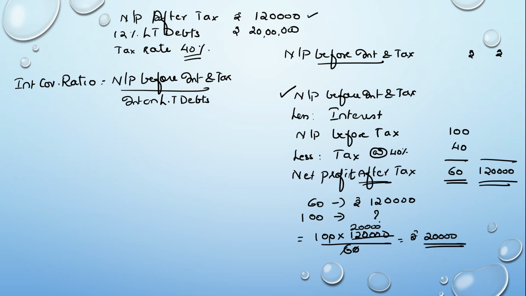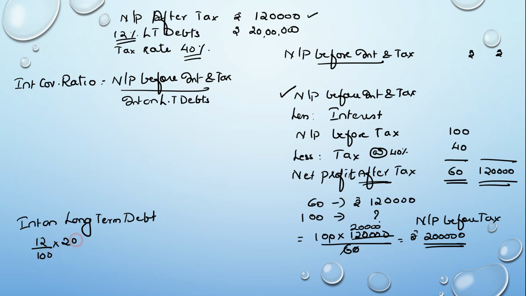So we arrived at what? This is the net profit before tax. There's one more thing to be adjusted. That is the interest. So we will have to calculate the interest on long-term debt, which is at the rate of 12% on 20 lakh. So 12% of 20 lakhs would be how much?